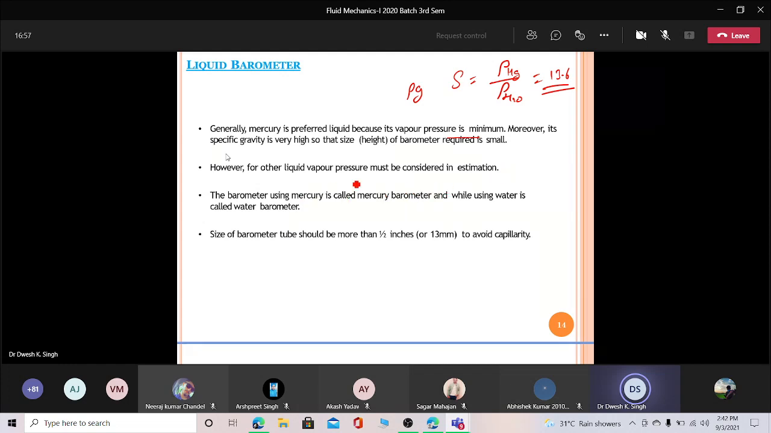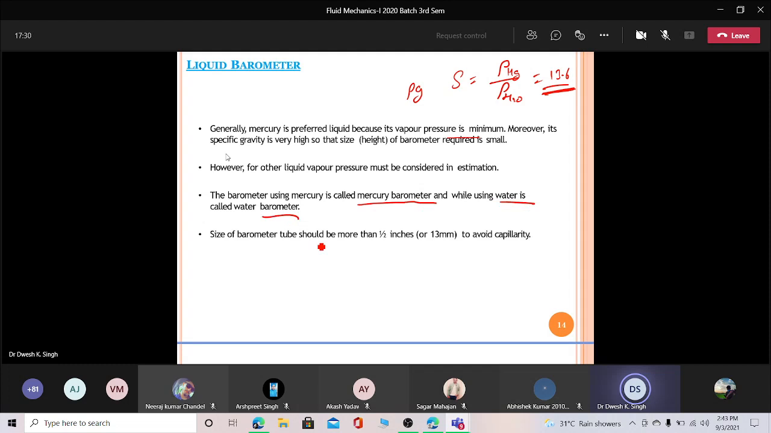So that's why we generally use mercury. In the thermometer, the concept is the same, with some other concepts too, like the thermal coefficient of expansion of mercury also being large. So that's why it is also considered in the thermometer, and for measuring pressure we also consider it because of this. A barometer using mercury is called a mercury barometer, while one using water is called a water barometer.